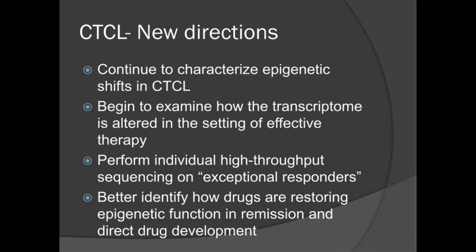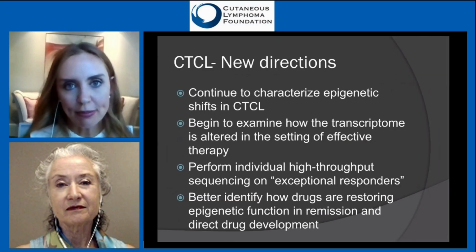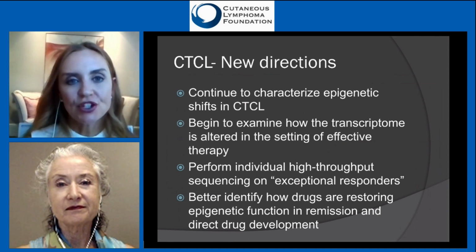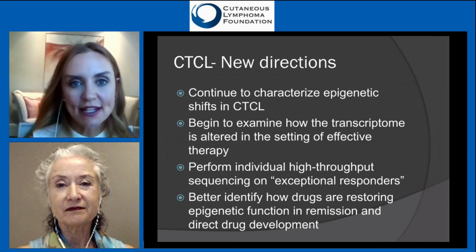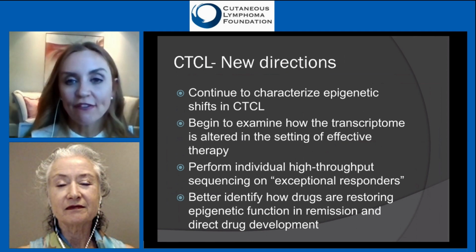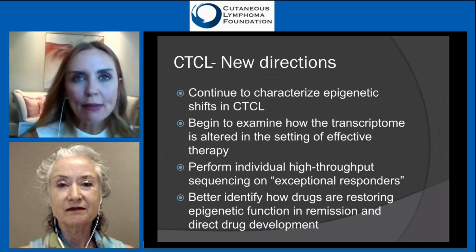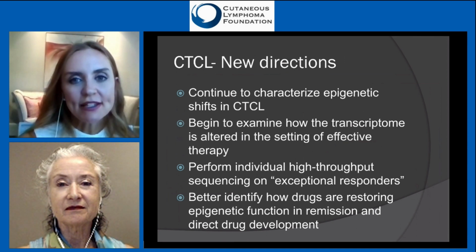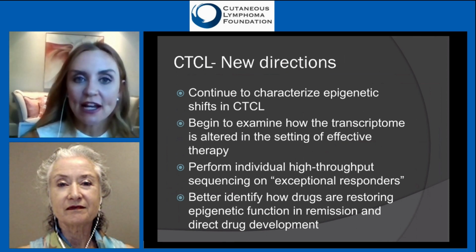We also need to be able to design more flexible trials so that we can look at a multitude of variables at once in a relatively small patient population. This will help us better characterize epigenetic shifts in CTCL, help us start to examine how the transcriptome might be different or altered in the setting of effective therapy. And then we can start to identify, who are these exceptional responders and why. And then we can be able to generate therapeutic directions based on more personalized features of disease, the way that we are in other types of oncology diagnoses.